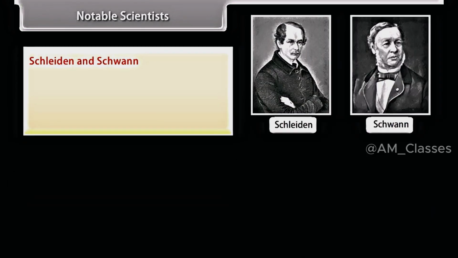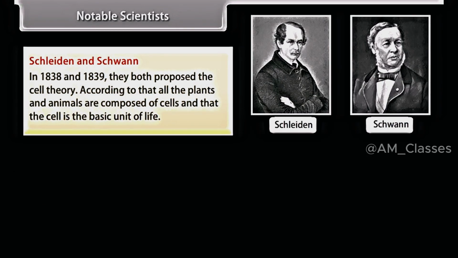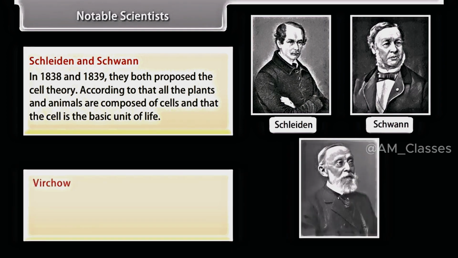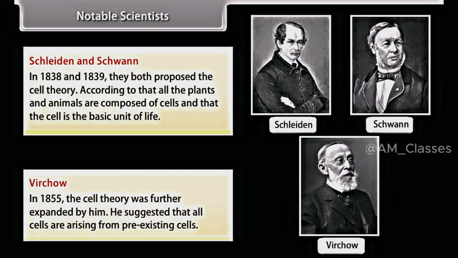Schleiden and Schwann. In 1838 and 1839, they both proposed the cell theory. According to that, all the plants and animals are composed of cells and the cell is the basic unit of life. Virchow. In 1855, the cell theory was further expanded by him. He suggested that all cells are arising from pre-existing cells.